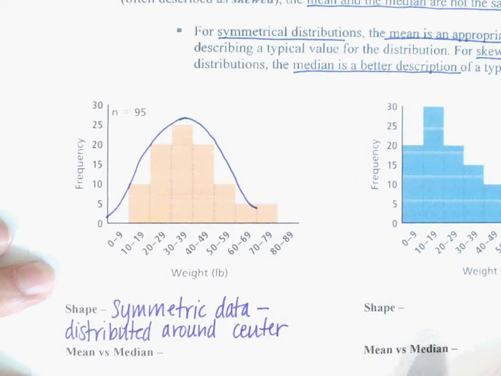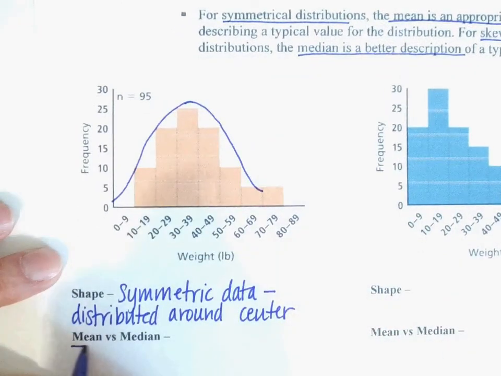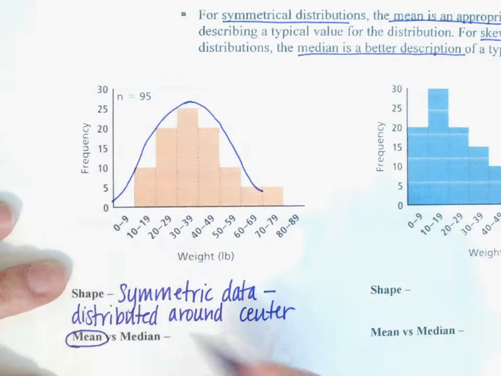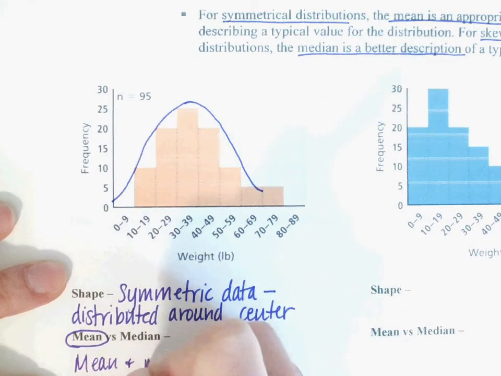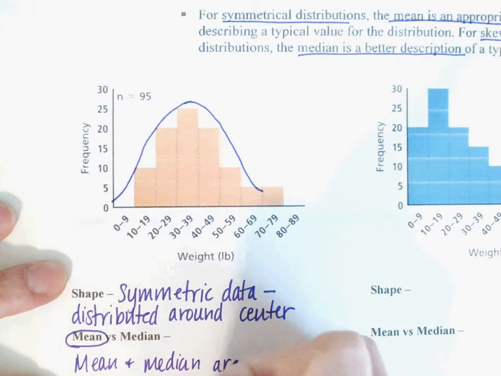Then I'll be asking you, well, which one is a more appropriate value to describe this symmetric data? And you're going to say, oh, well, the mean is the more appropriate value, even though right now, and we're going to remember that the mean and median are almost equal.